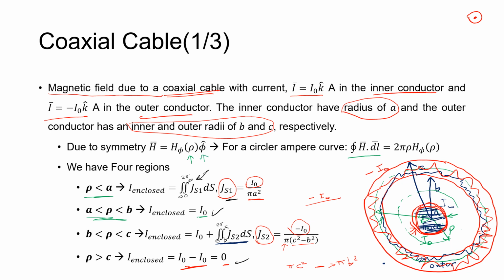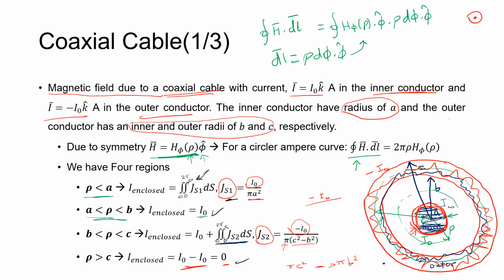Based on this, you can rewrite this equation, H dot dl, as the integration of what we have written here: H phi rho in the direction of phi. We are looping in the phi direction, which means our dl, but we didn't write our dl yet, so let's write it first: dl equals rho d phi in the direction of phi. So we substitute here, and you will get rho d phi in the direction of phi.